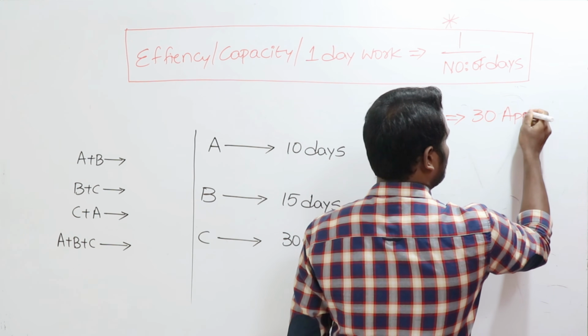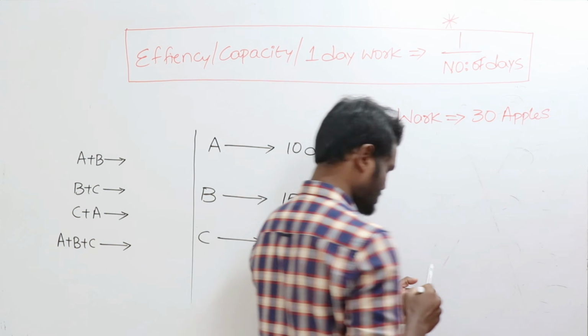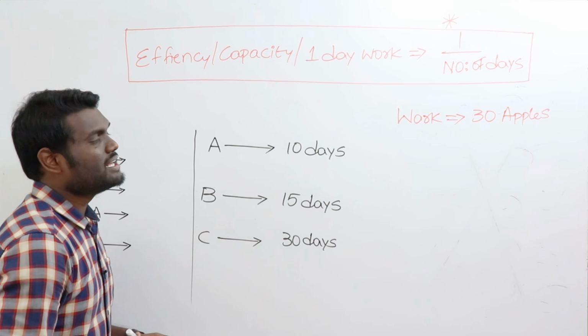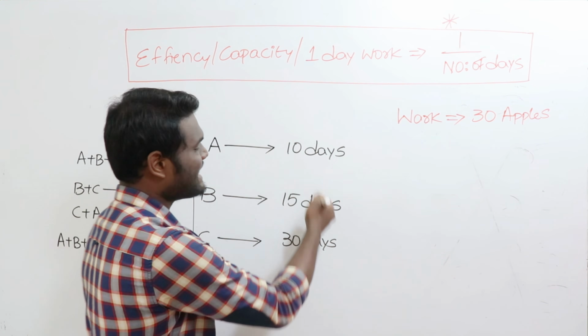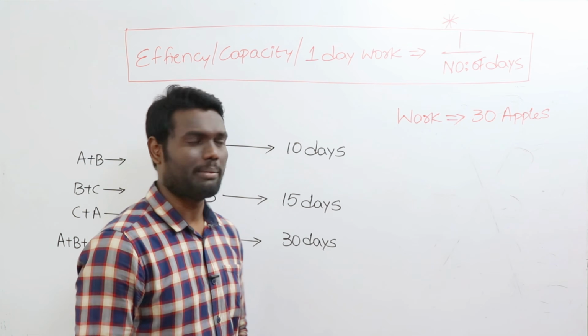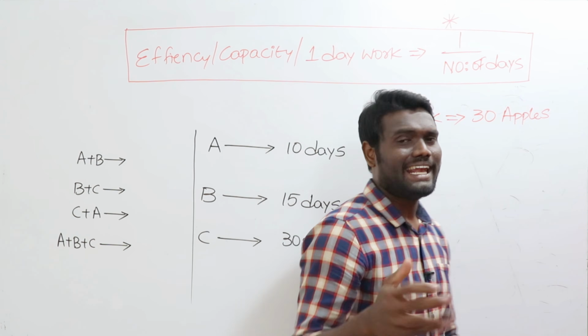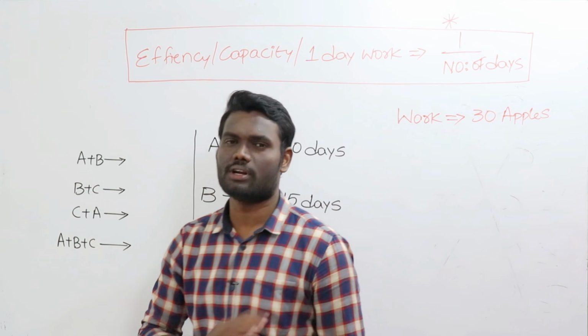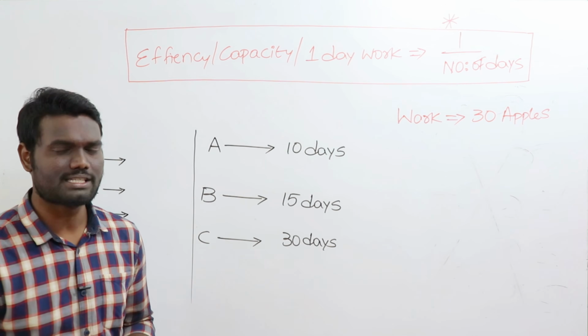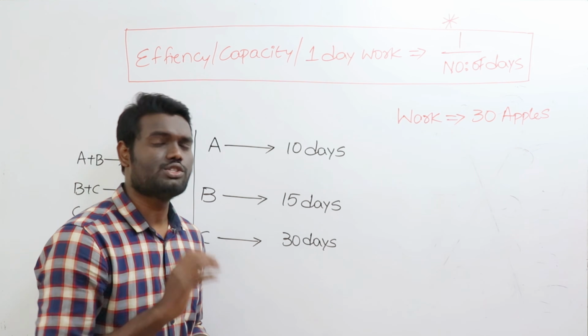Let us say total work is to eat 30 apples. Now, the reason we are taking LCM is to do these calculations faster and easier. They are doing some work, but what that work is, you do not know. You can take any work, because A is doing the same work, B is doing the same work, C is also doing the same work, but what that work is, the question is not going to mention.